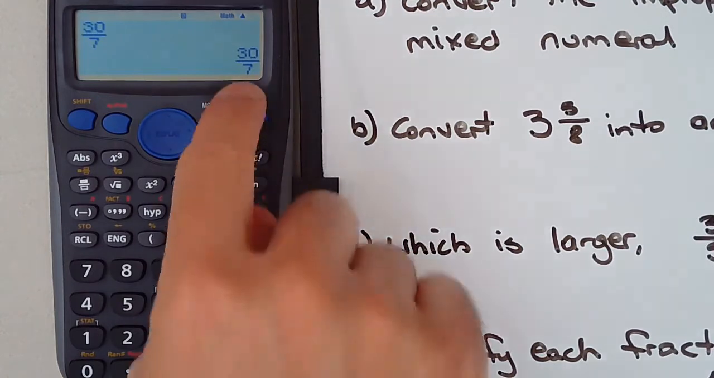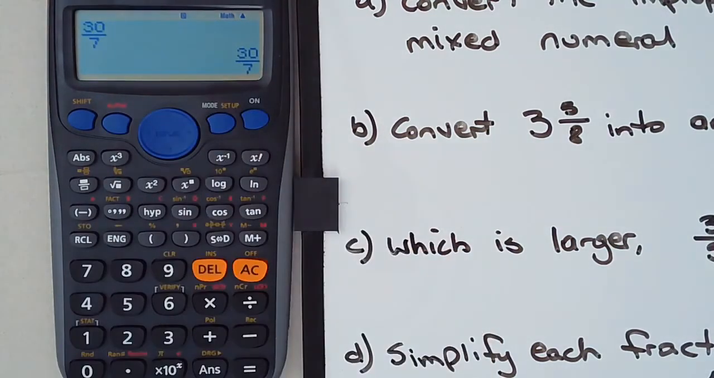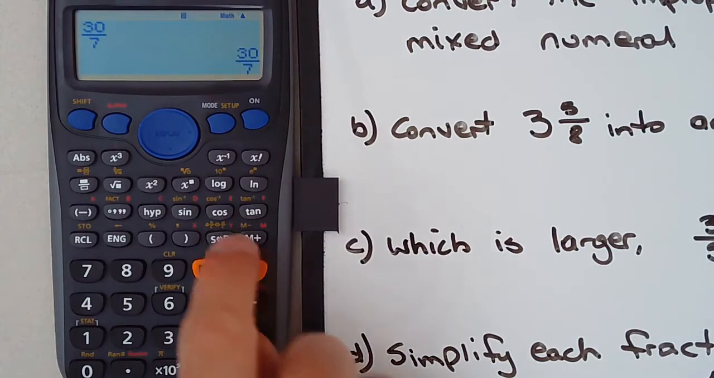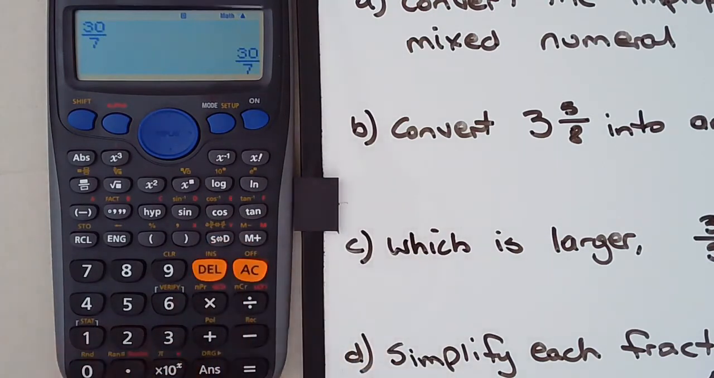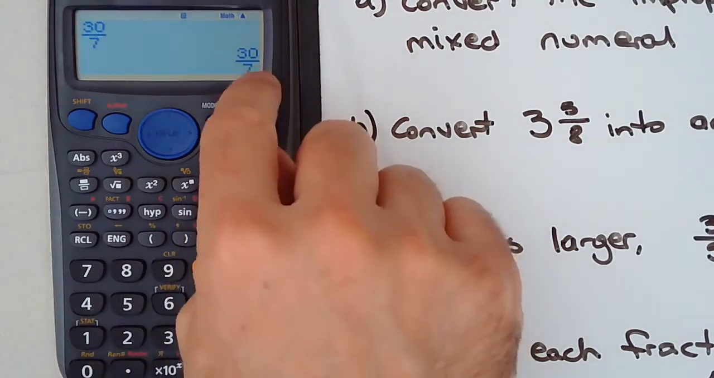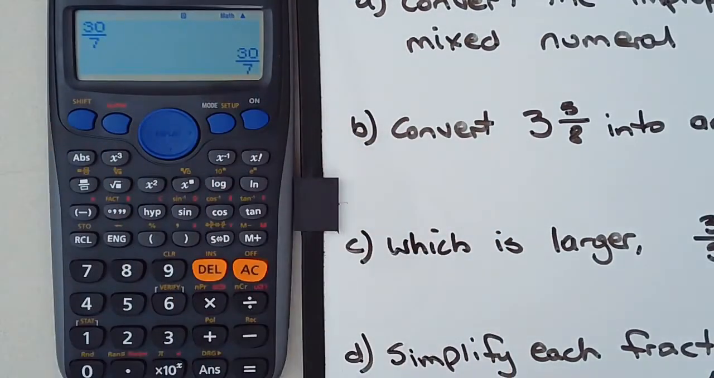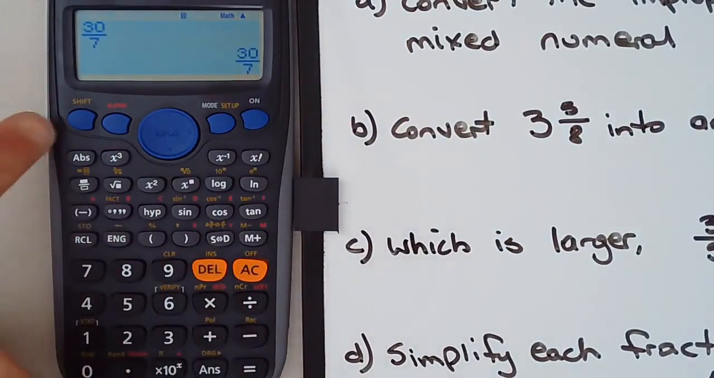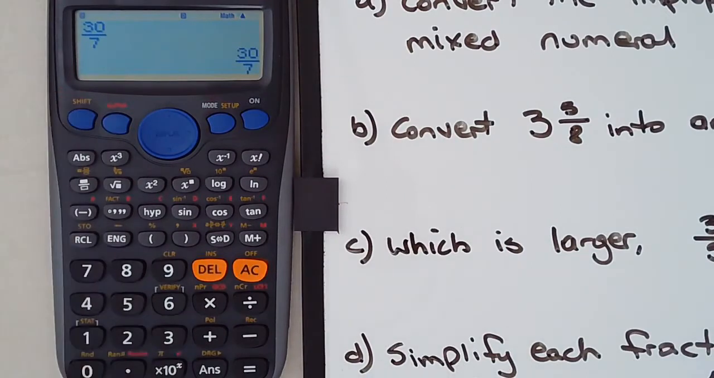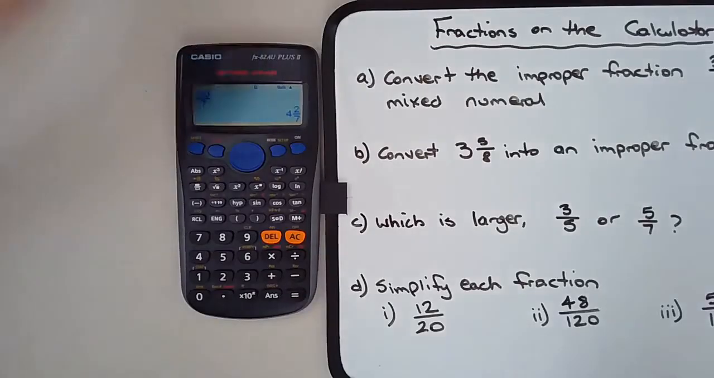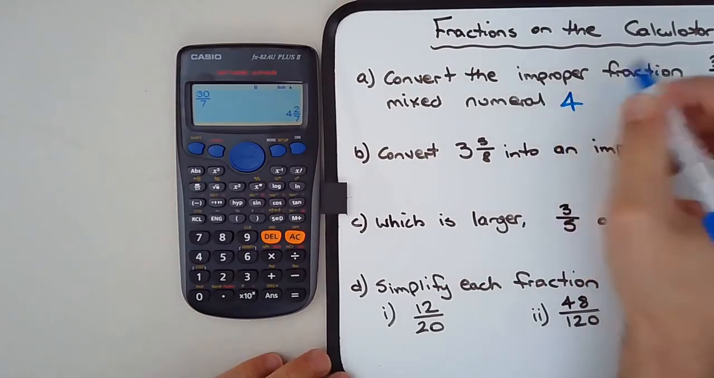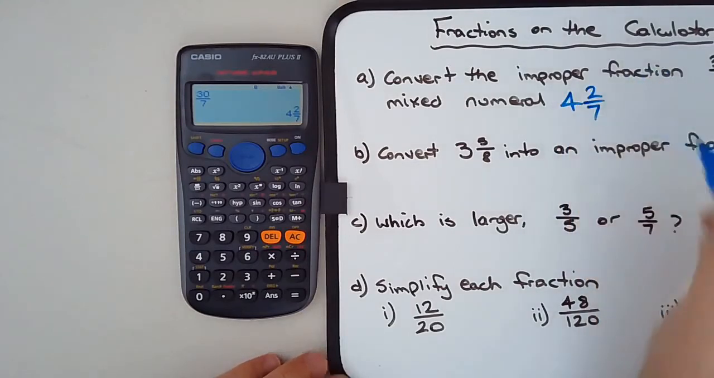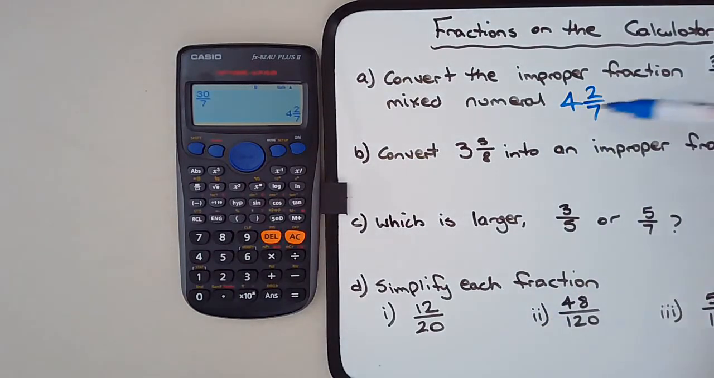Notice that most likely it'll give you the answer as an improper fraction, which you don't want. You want it as a mixed numeral. Sometimes, depending on what mode the calculator is in, it might already give you the answer as a mixed numeral. If that's the case, you've already answered the question. If not, you need to press Shift and then S-D. And that gives you the answer as a mixed numeral. So the answer for that is 4 and 2/7.